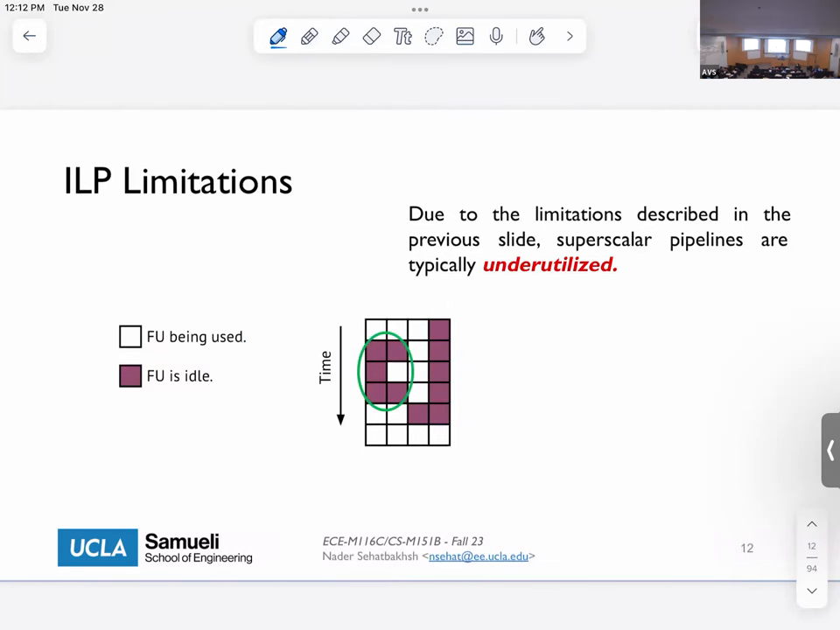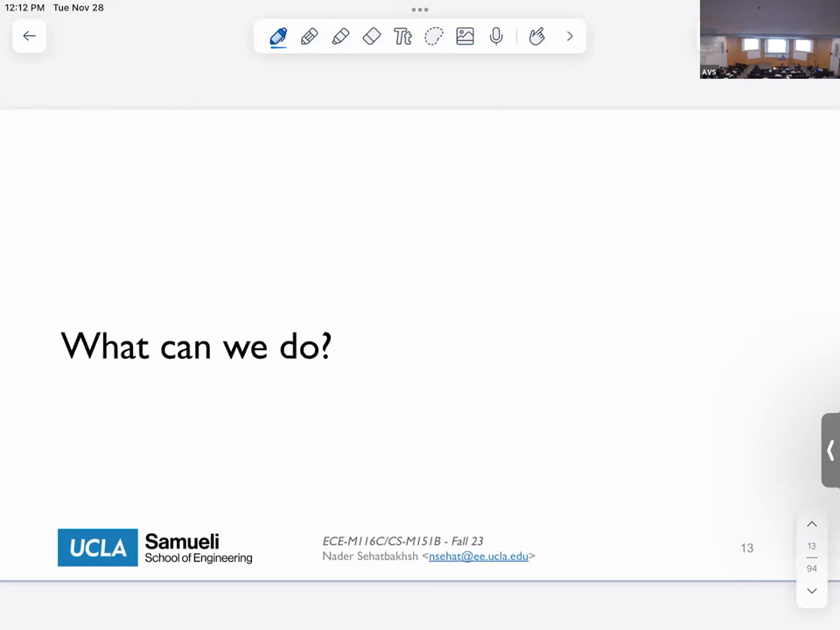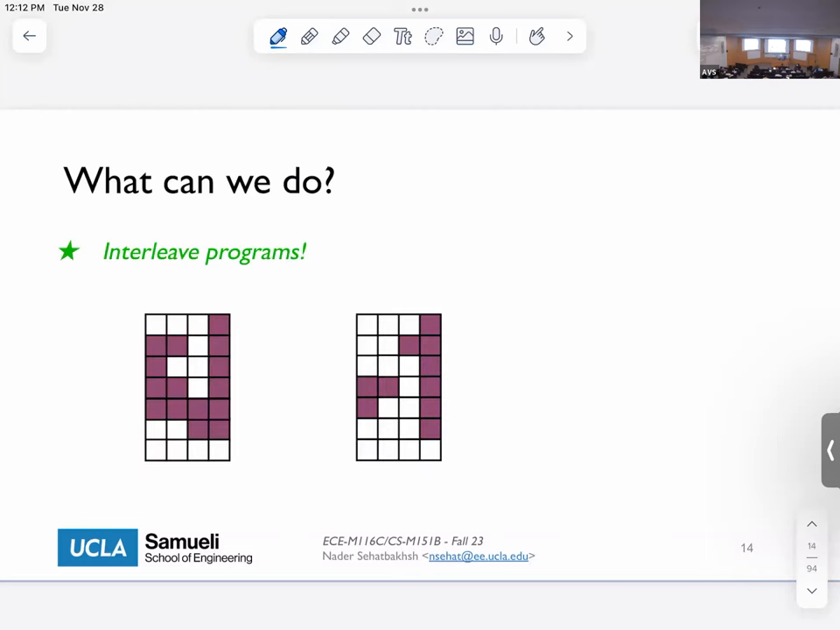Okay, so what we can do in order to fix this is basically extend the idea of ILP, but in the thread domain, right? The idea is, why don't we mix programs together now that I have available spaces? For example, let's say I have one program here that looks like this, and another program, program B, and this is program A. These programs use the FUs with this pattern. If I combine these two together, I can have something that is always fully utilized.